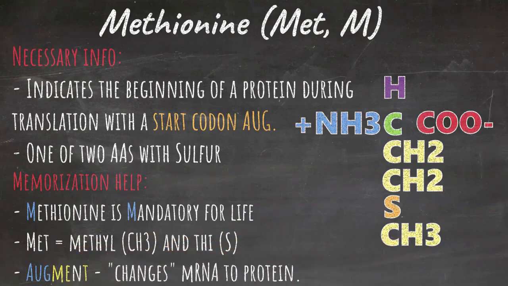So the way that I think about it for memorization is methionine is mandatory for life, because without methionine we would not have any proteins being synthesized. That is, its pure purpose is to indicate the beginning of a protein. Met indicates methyl, so a CH3 group, and thi indicates sulfur. So that also helps with memorizing the last bits of this amino acid.